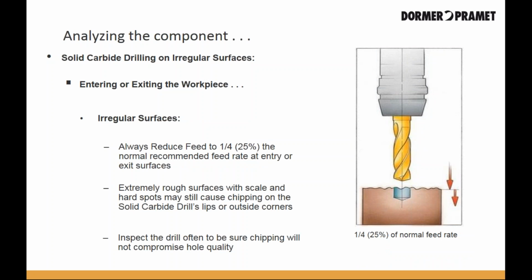Entering or exiting on irregular surfaces can also be a challenge. Using a solid carbide drill, you should always reduce the feed rate to 1/4 the recommended feed rate. Again, using the shortest drill possible will always help with this scenario. Once past the rough surface, the feed rate can be increased back to the normal rate. Take a close look at the drill periodically to see if the carbide is chipping so your hole quality is not compromised as the drilling operation continues.